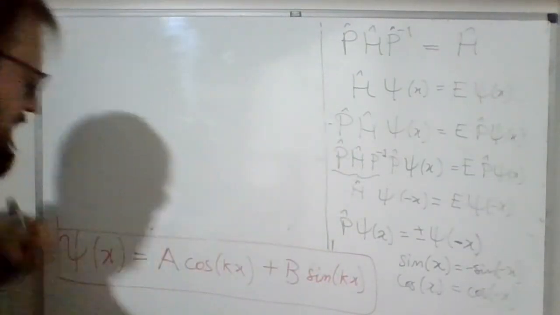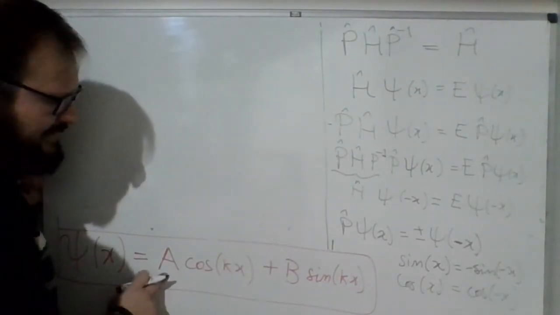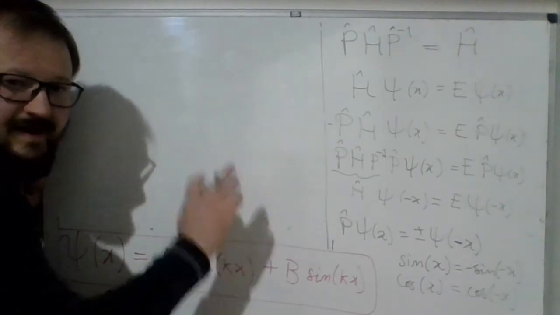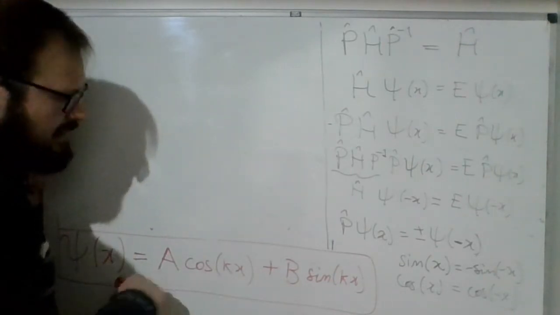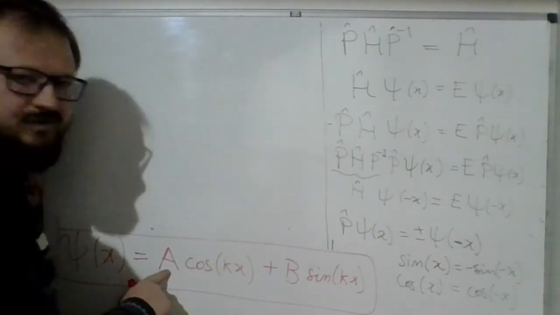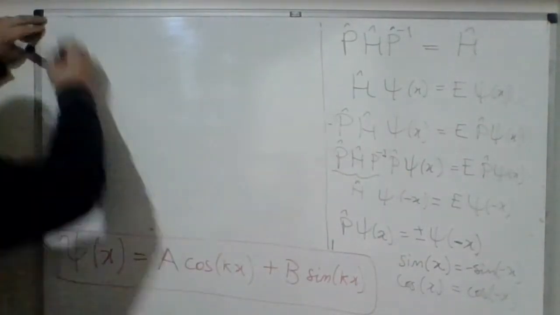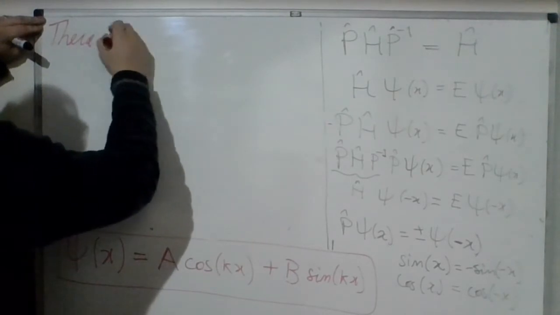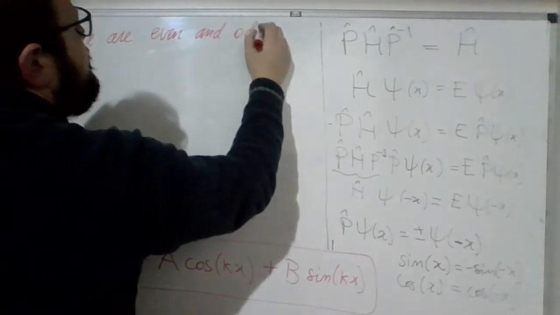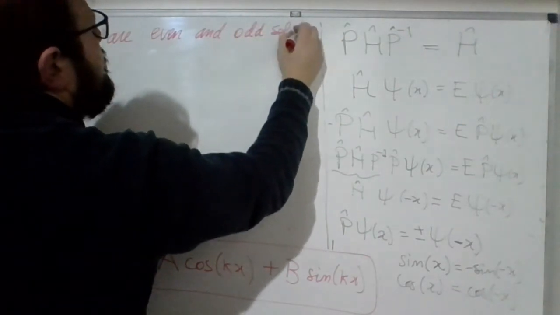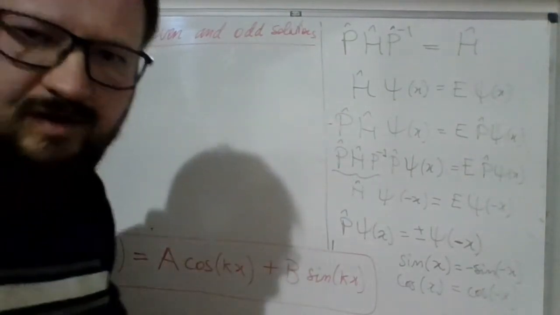And in this way, the solution must be of the form: even solutions with A some value and B equal to 0. So there are even solutions. And the other possibility is A equal to 0 and B distinct from 0, which are the odd solutions. So there are even and odd solutions to this problem.